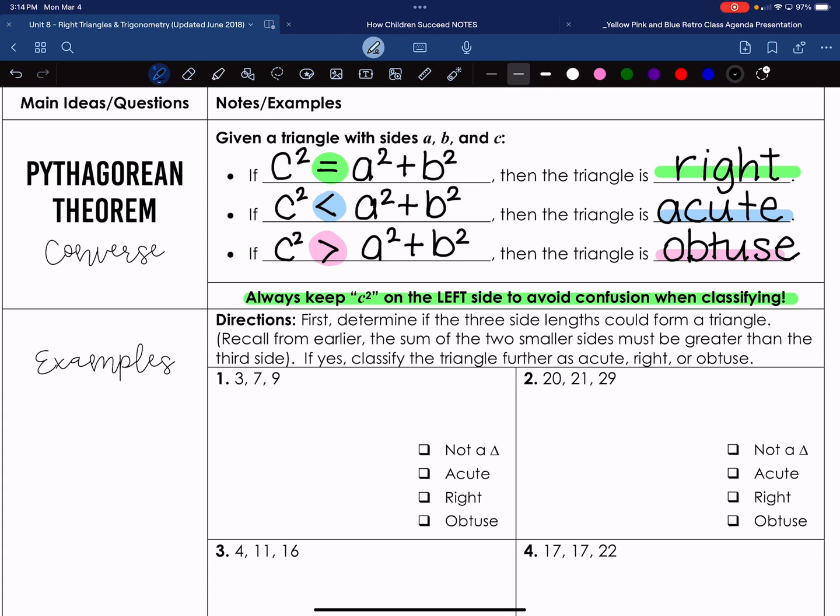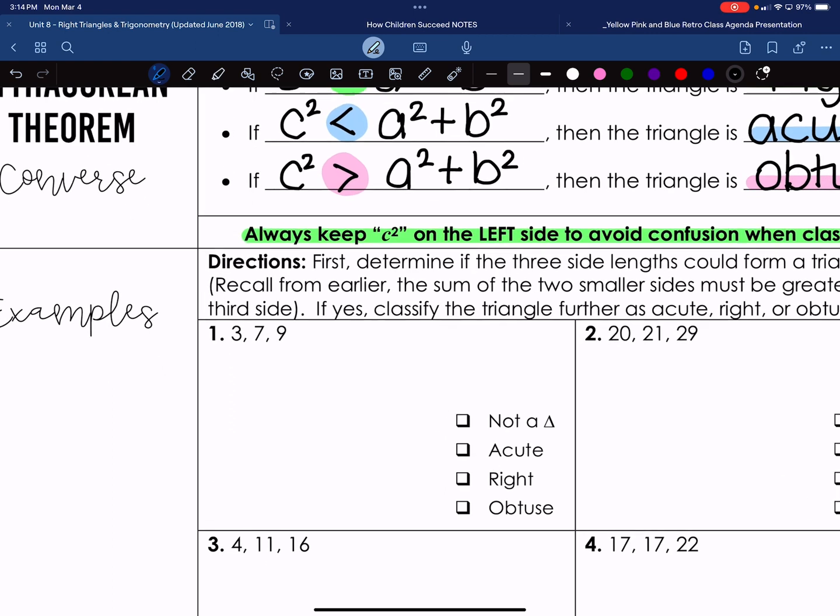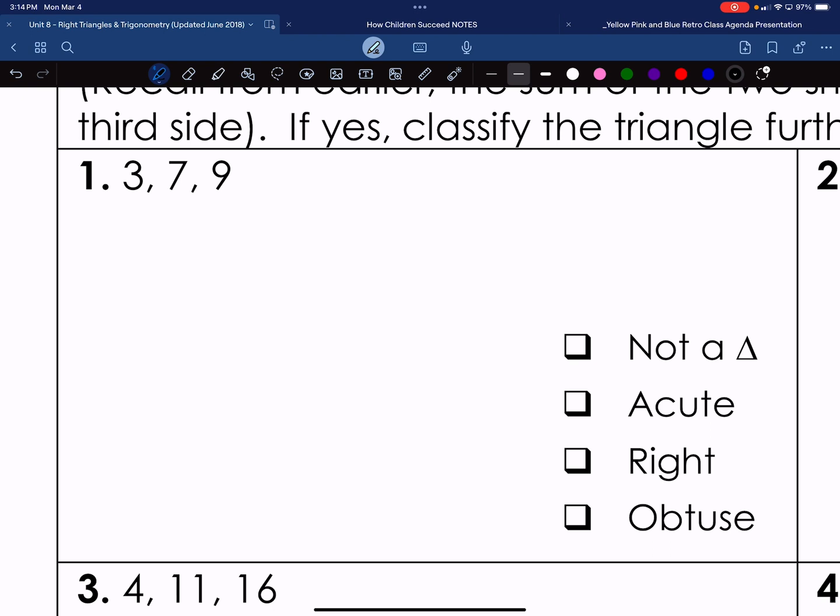Okay, so take a look at number 1. They give you 3 numbers: 3, 7, and 9. So what are the 2 smaller sides? 3 and 7. Is 3 plus 7 bigger than 9? Yes, we got 10, bigger than 9. So yes, this is a triangle.